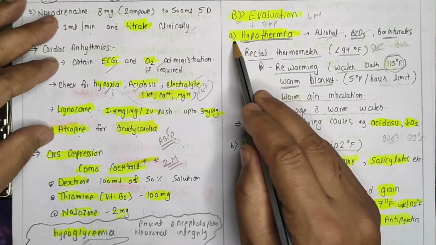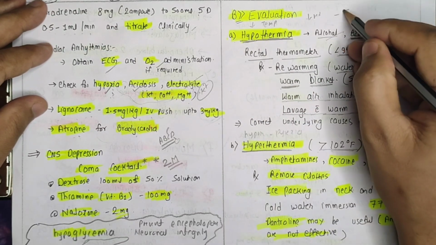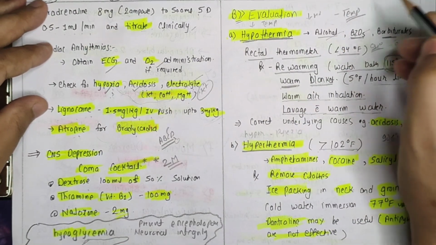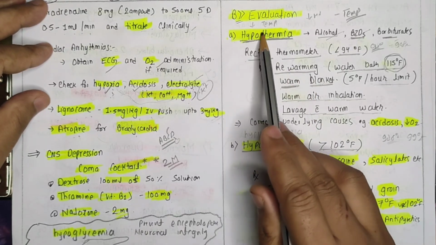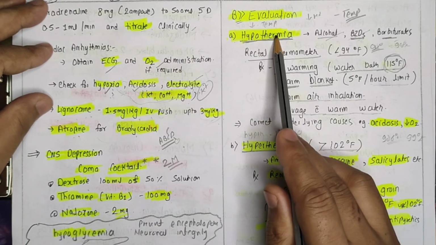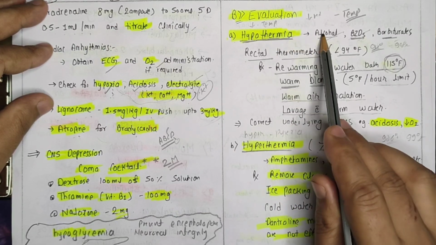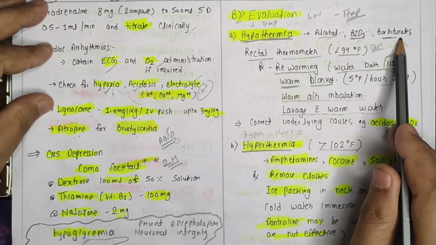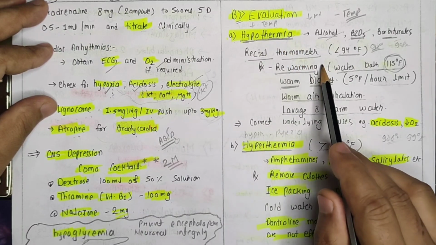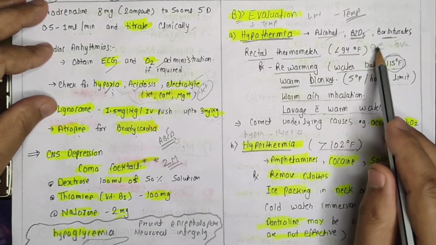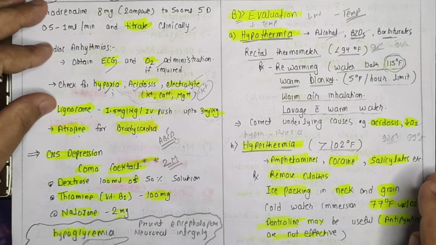Here our first condition in the evaluation is the evaluation of the temperature. In temperature, our first condition is hypothermia. Hypo means reduced, thermia means temperature. Some drugs which are responsible for hypothermia are alcohol, benzodiazepines and barbiturates. We will use a rectal thermometer to accurately measure the temperature, and if the temperature is below 94 degrees Fahrenheit, then we will term it as a hypothermia condition.